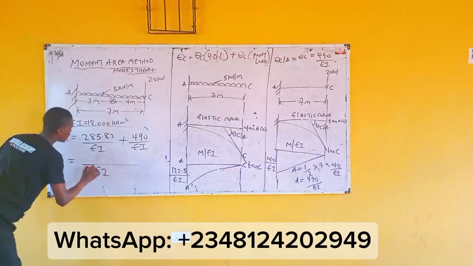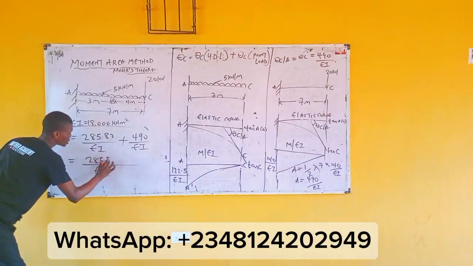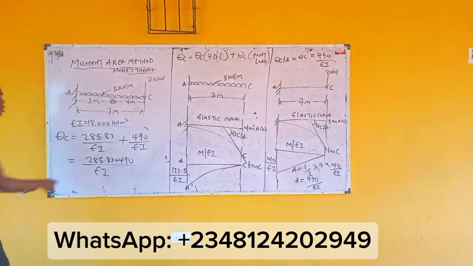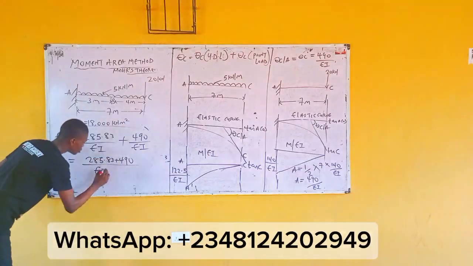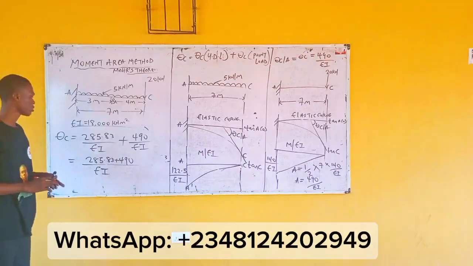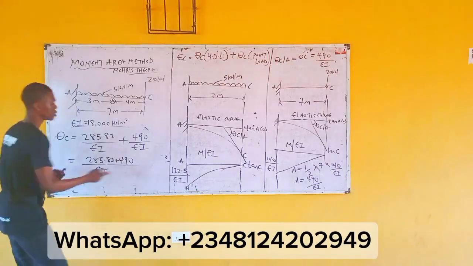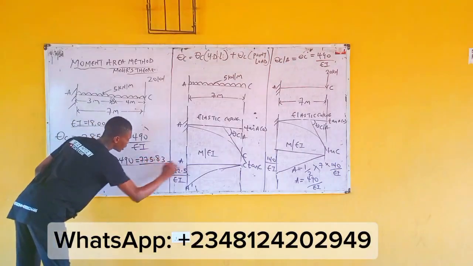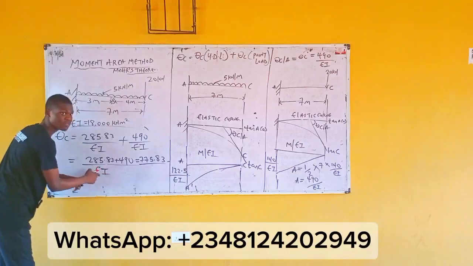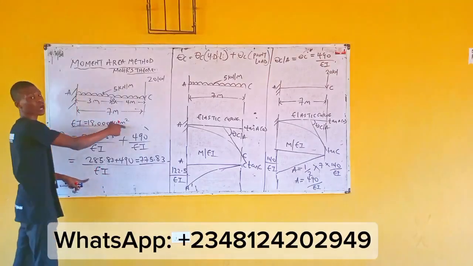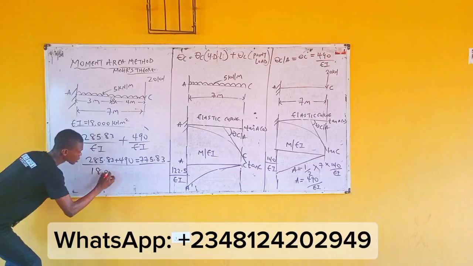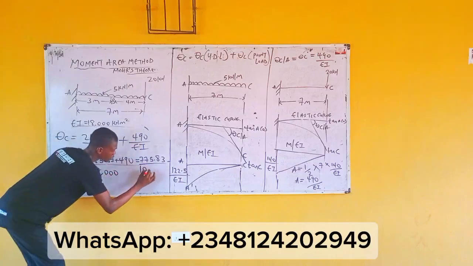LCM, EI. What do you have? 285.83 plus 490. So that's correct. Solve this up. What's the answer? 285.83 plus 490 gives 775.83. So from here you have 775.83. And you have been given that EI. We've been given the value of EI from the question to be 18,000 kilonewton meter square. So substitute 18,000 here.